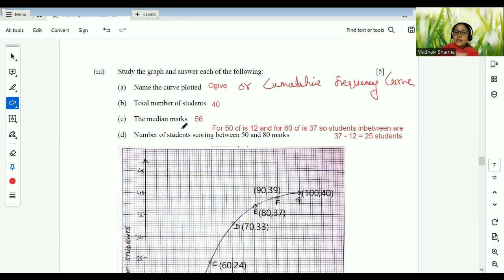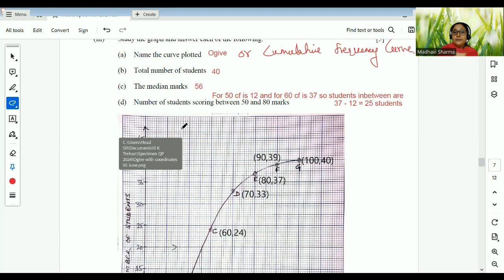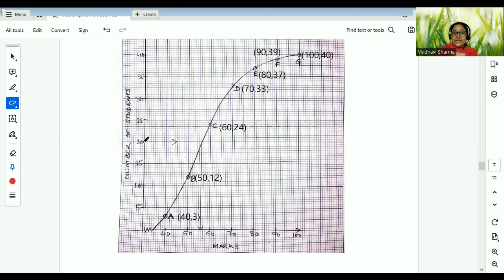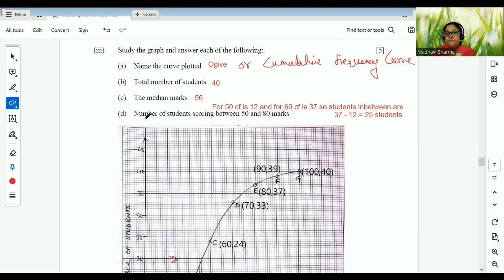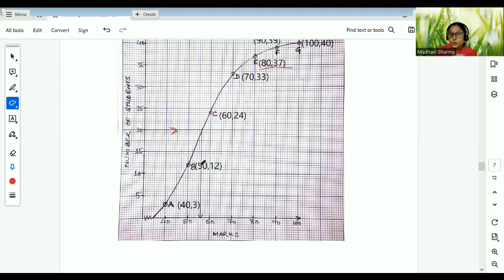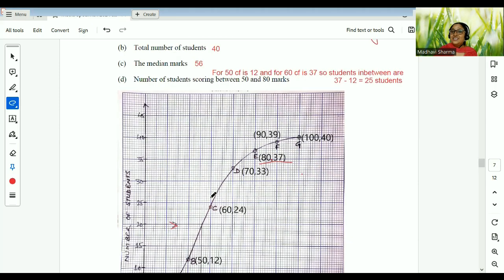Median marks. Students are 40, so at 20 you go, there's already an arrow. It goes down, it comes around here. So 56 marks, according to me, should be the median marks. Number of students scoring between 50 and 80: 37 students have scored below 80, and 12 students have scored below 50. So 37 minus 12, 25 students.